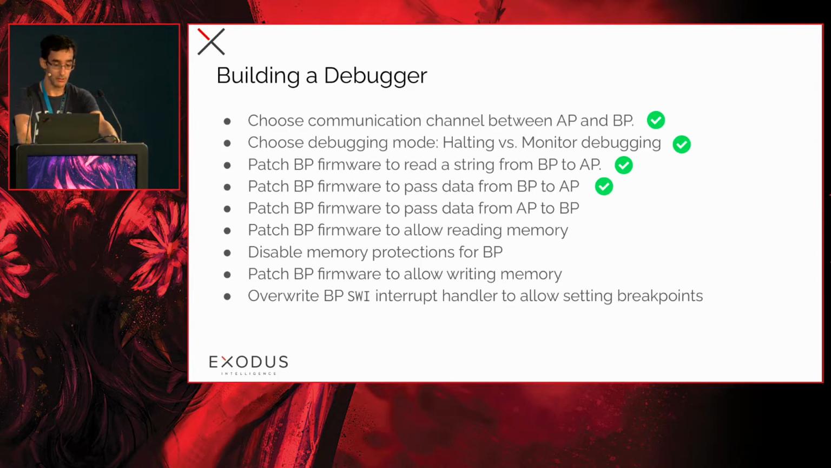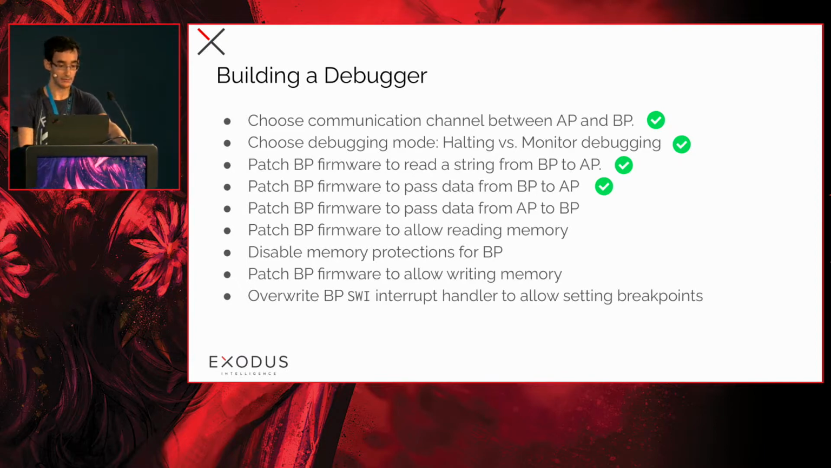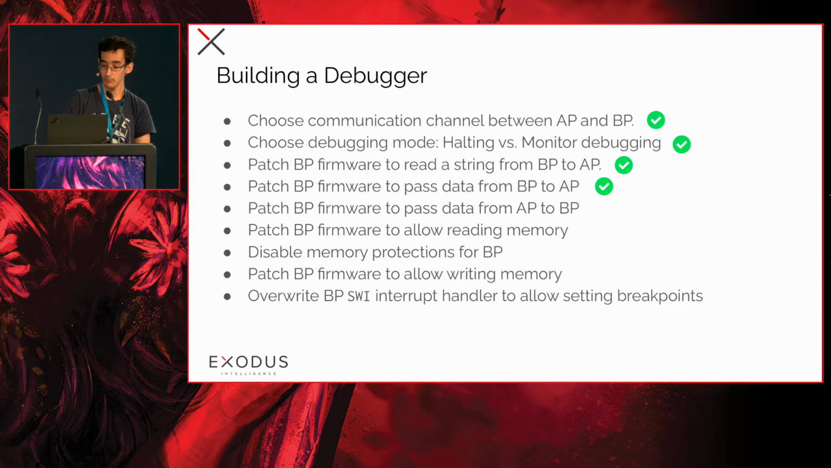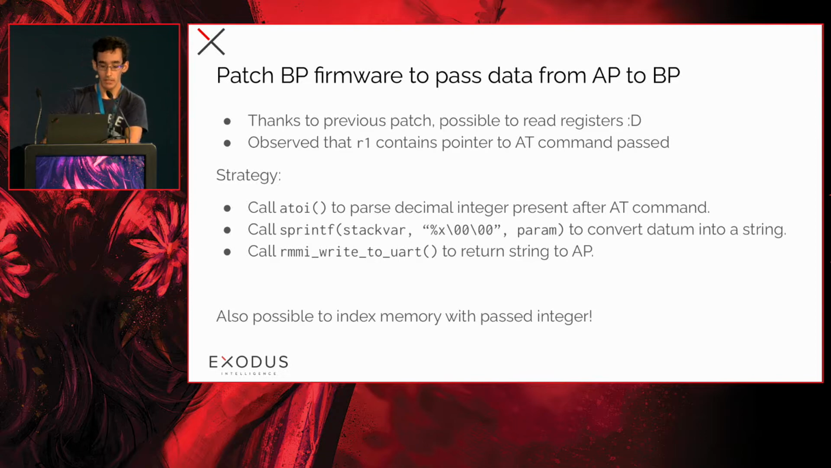Now that we can patch the firmware to pass data from the baseband processor, let's see if we can do the opposite. Let's see if we can pass some data from the application processor to the baseband processor. Fortunately, thanks to the previous patch, I observed that it is now possible to read registers, and I did observe that R1 contains a pointer to the AT command string that represents the AT command that we just passed. So it is really simple.